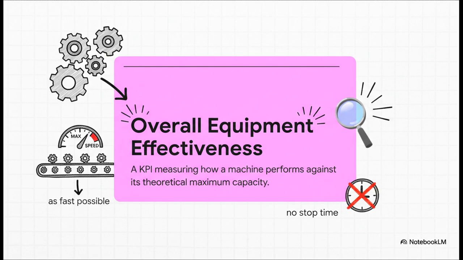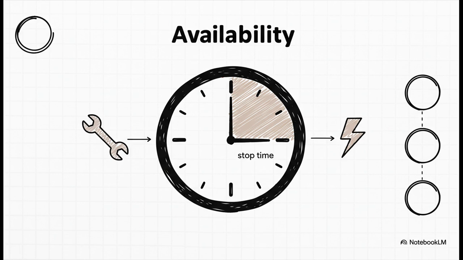It's the ultimate benchmark. Okay, so it's built on three core ideas. The first one is availability. This is super simple. It just asks the question, during the time you plan to be making stuff, was the machine actually running? This counts all the stop time. Everything from planned stops for setups and maintenance to the unplanned stuff like breakdowns.